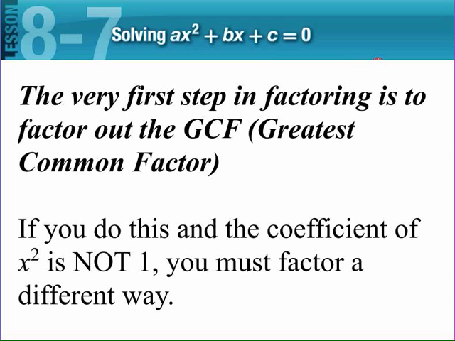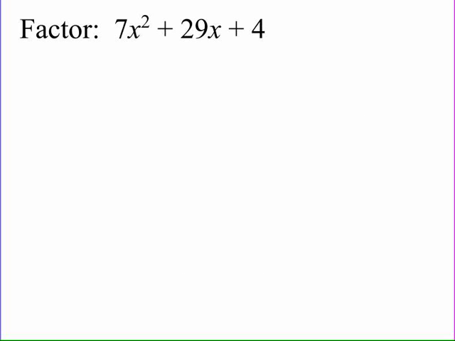Up until this point, it's always been 1x squared. Now I've got 7x squared plus 29x plus 4. Is there something in common with 7, 29, and 4 that I can take out? 1 is the only thing in common, I can't take anything else out. I've got a term here that is not the number 1, so whenever that occurs, you have to factor a different way.